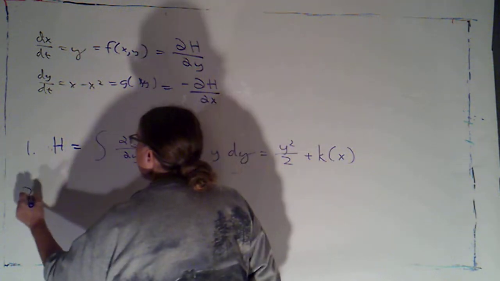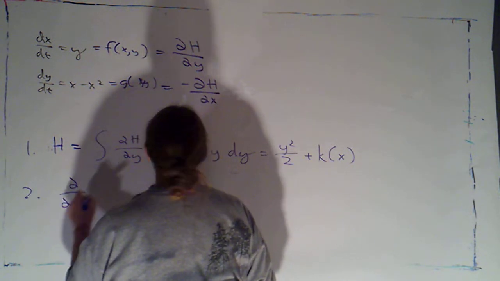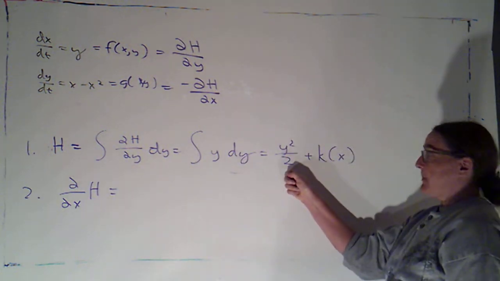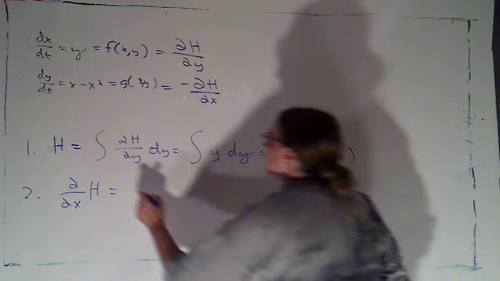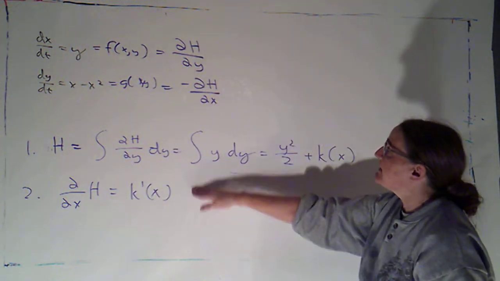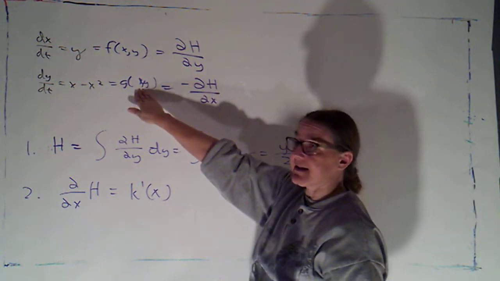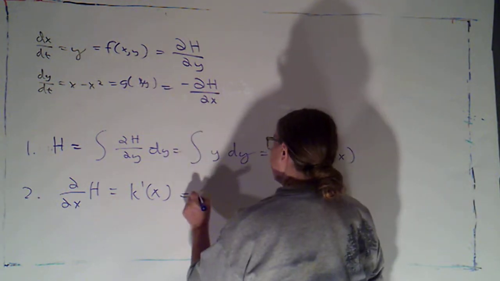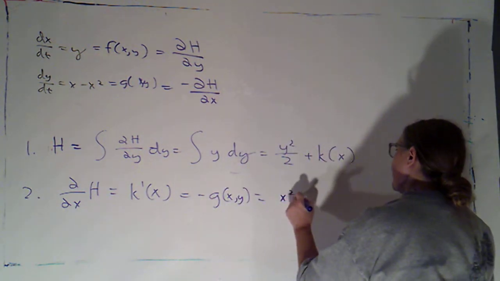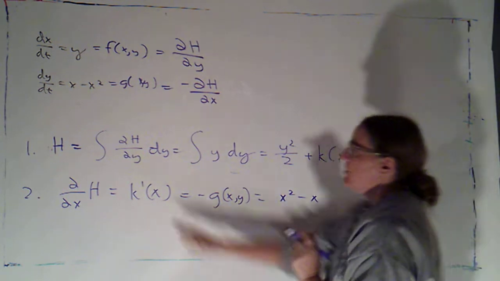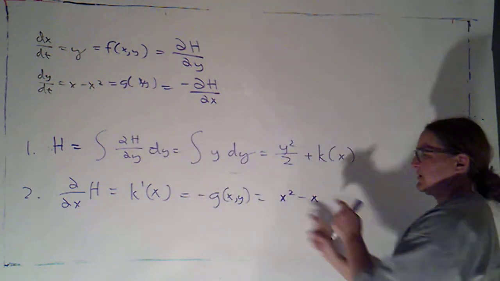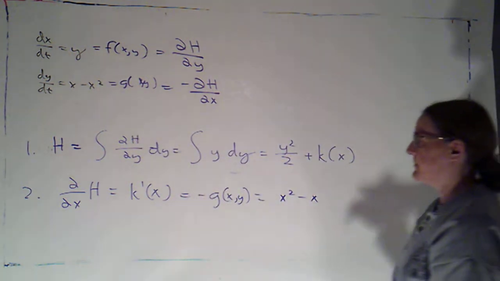Okay, so now I'm going to take the partial with respect to x of h. So when I take the partial of this part, it drops out, but I'm going to just get k prime of x. But I can now set that equal to the opposite of g of x, y, which would just be x squared minus x. When I take the opposite, the x becomes negative and the x squared becomes positive. I just switched the order to write the positive piece first.